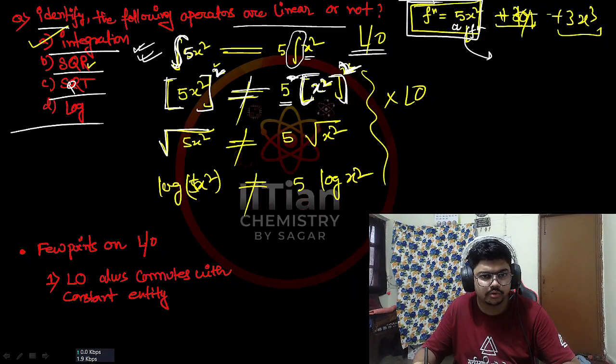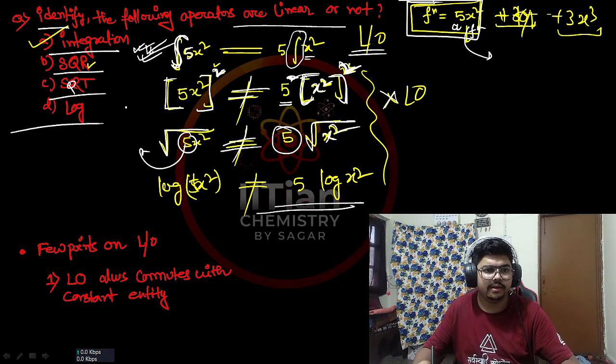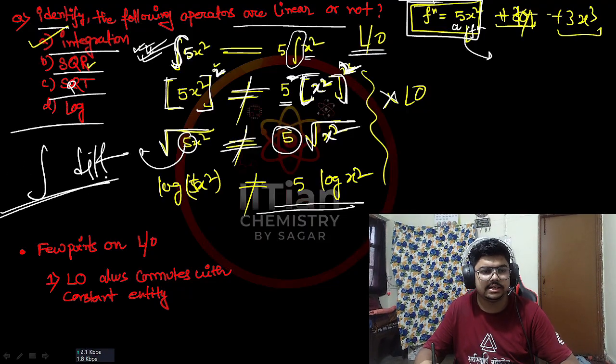Similarly for square root, do we solve a normal square root like this, that we keep the constant outside and operate this with the function only? No. So this is also not a linear operator. Similarly log, we do not write it like this, so this is also not a linear operator. So only these are linear operators. Till now we have known two operators which are linear, that is integration and differentiation. Integration and differentiation are linear operators.